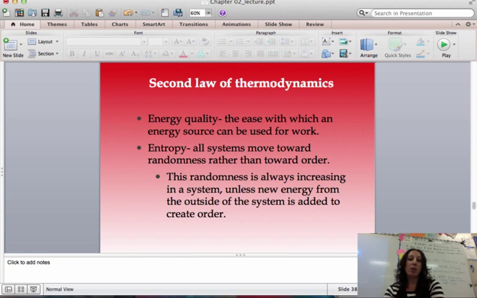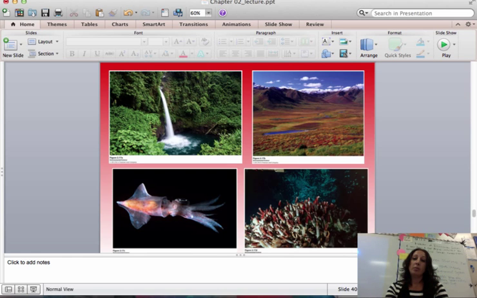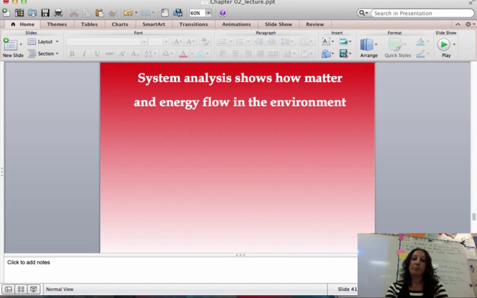And again, here's the second law, where entropy means that all systems move towards randomness rather than towards order. Well, how does that flow into the environment?